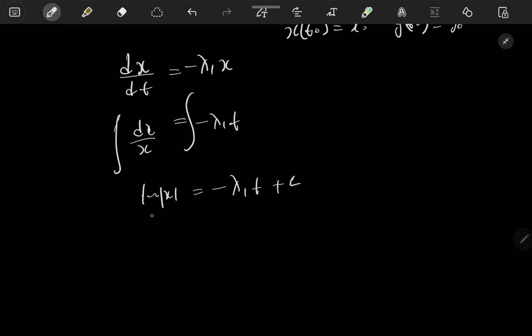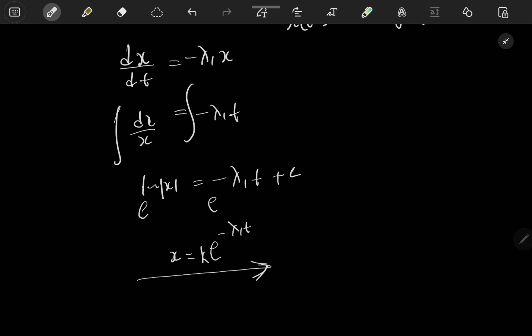And then I can now raise everything by e so that I can have x alone here. On this side I'll have e to the negative lambda 1 t and another e to the c. This is also a constant. It's better to just call it k. So this is the k that we've been discussing in the previous question, on why we don't add it in those integration type questions.